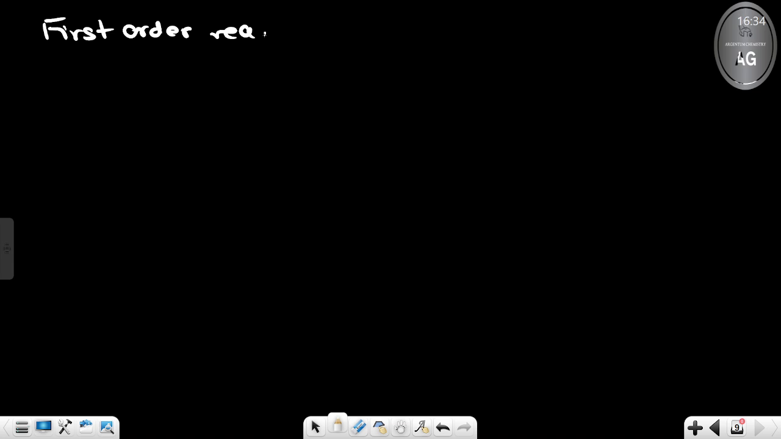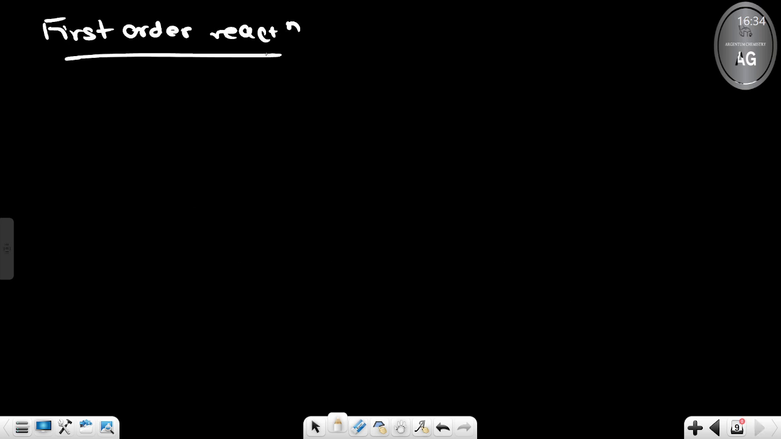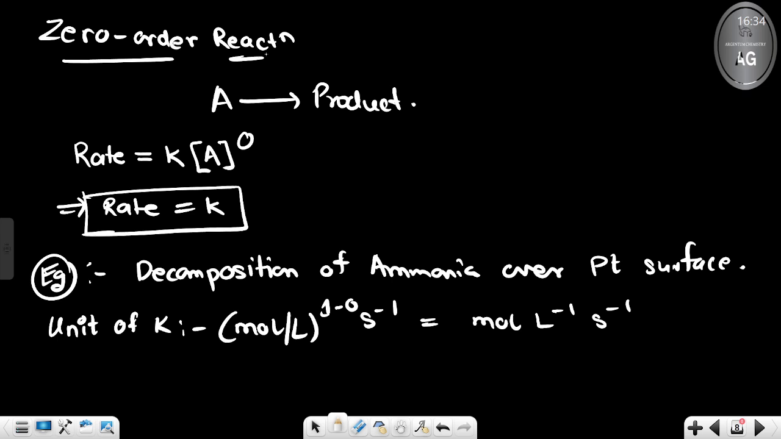First order reaction. We will study in our syllabus only two types of reaction: zero order reaction and first order reaction. Okay, let us start. If we have started with zero order, let us continue with zero order, and then I will come back to first order later on.